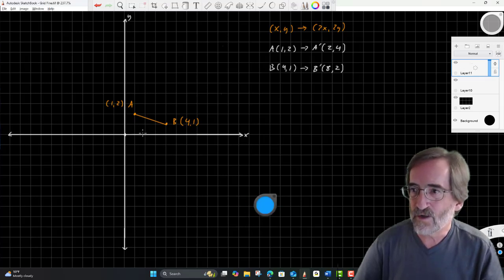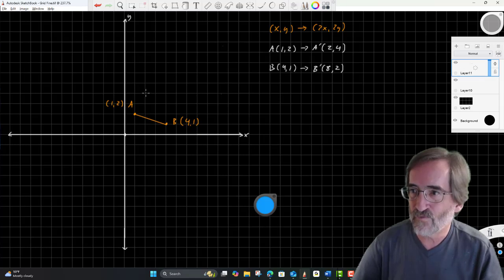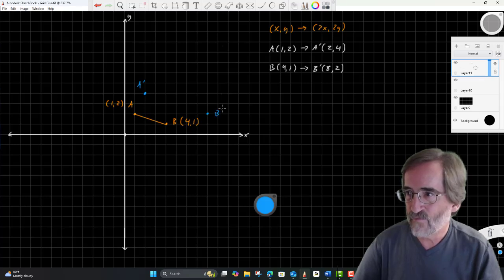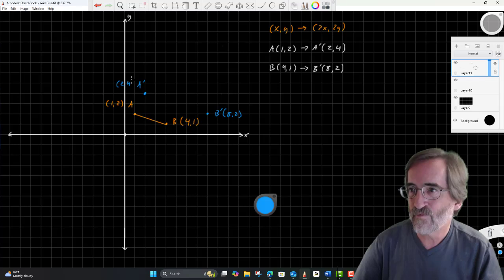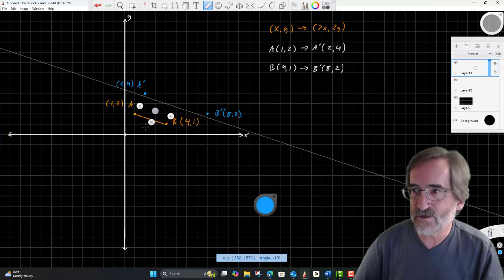So we're going to go 2, 4, A prime. And B, 8, 2. 2, 4, 6, 8. B prime. So B prime is 8, 2. A prime is 2, 4. Okay. And take a look at these 2 points and see if you notice anything.